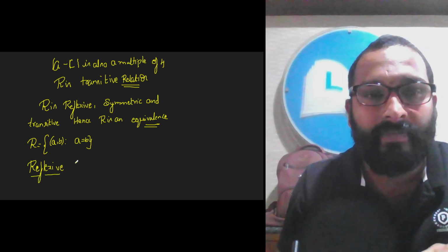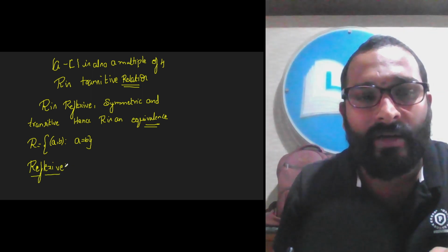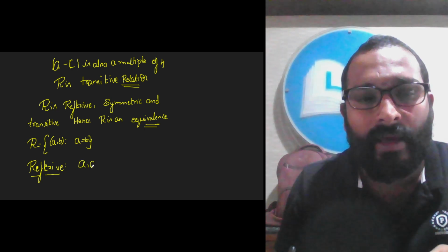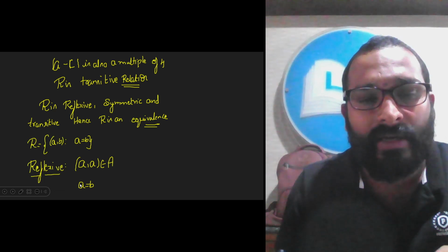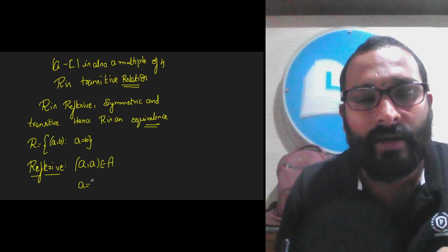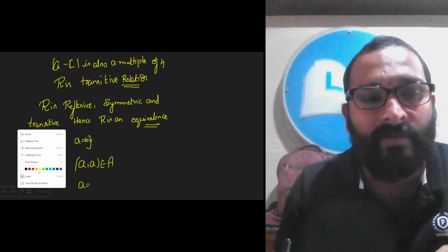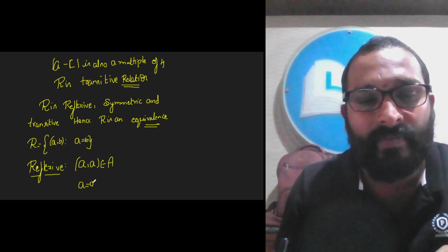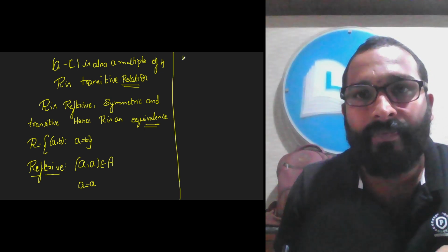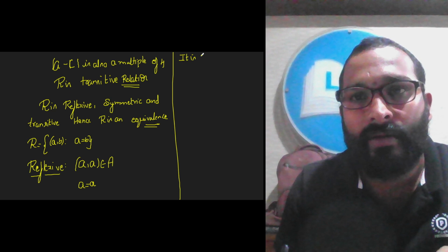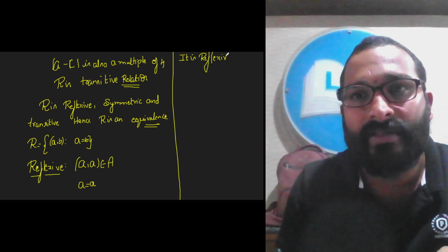Reflexive: A comma A, if it belongs to set A, then A equal to B. If you're writing that is A equal to A, it's right, children. A is equal to A. So what do you write? When A is equal to A, it is a reflexive relation, right? So you can write it is reflexive. Yes. So we got this.